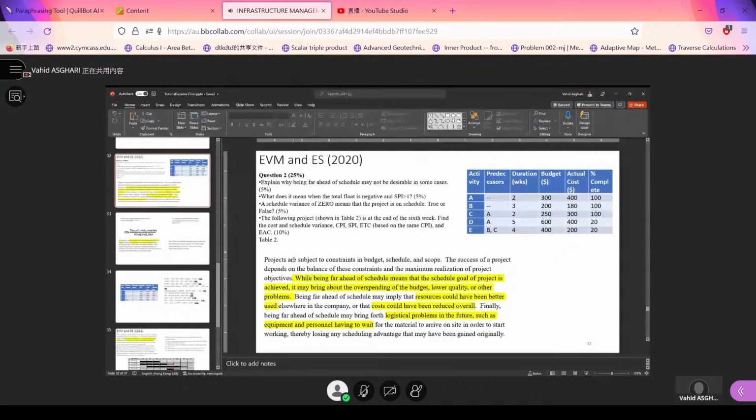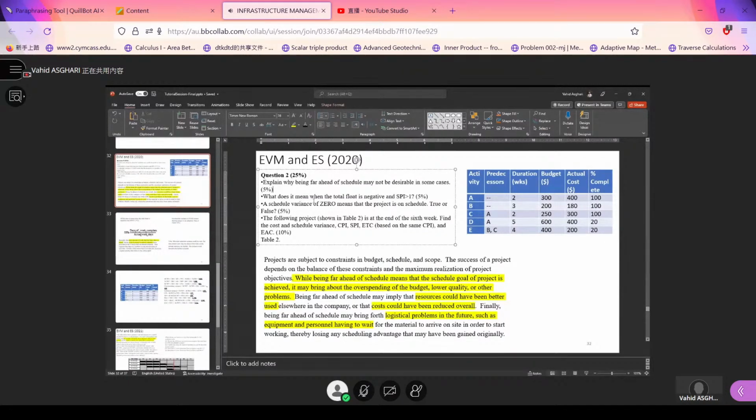Another question about EVM and ES in 2020. Again, similar. Explain why being far ahead of schedule may not be desirable in some cases. It is a discussion type question. Again, do not overwrite. Do not write unnecessarily long essays. Just highlight the main points.